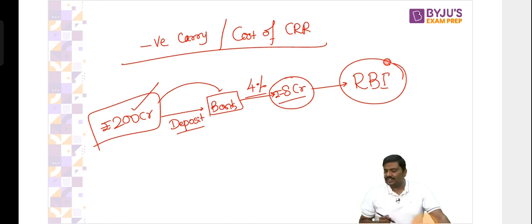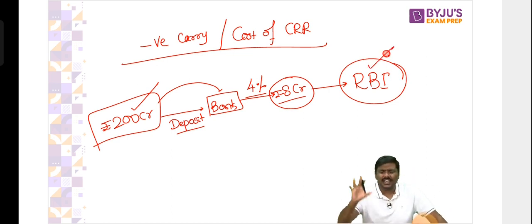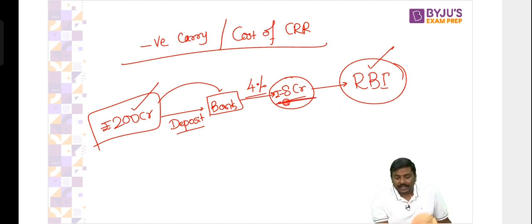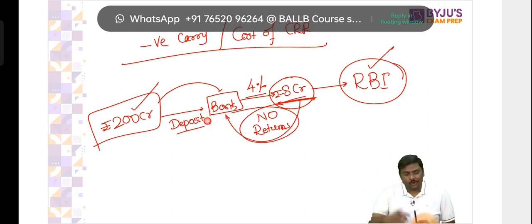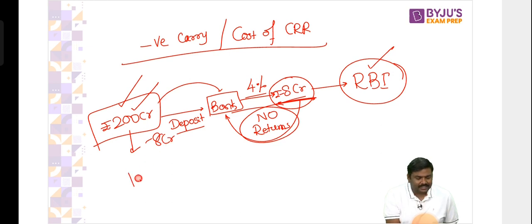Now, go back to last week's discussion. Will RBI give any interest on CRR? No. Which means the 8 crore rupees, that is the CRR, is not getting any returns to me. I'm not earning any interest on the 8 crore. But will I give you interest on 200 crore, or on 200 minus 8, that is 192 crore?